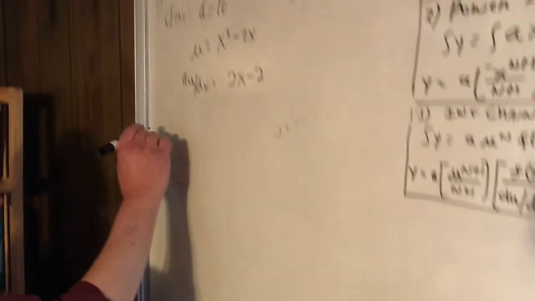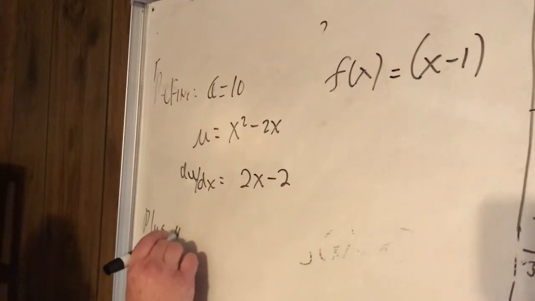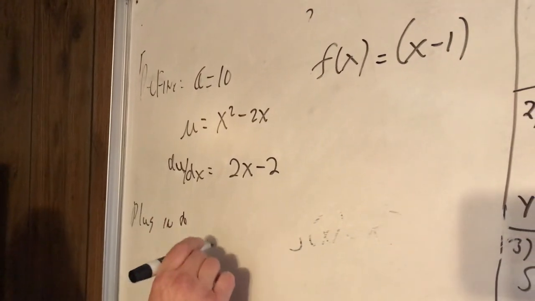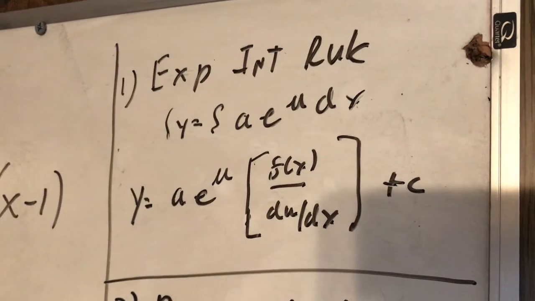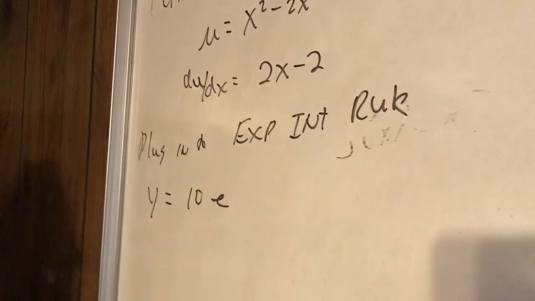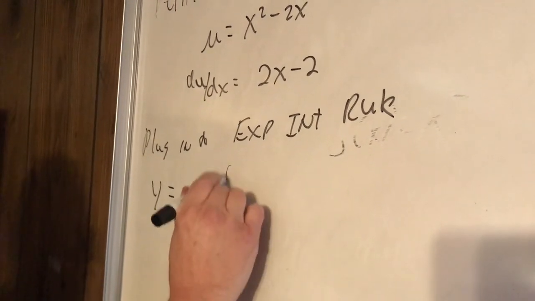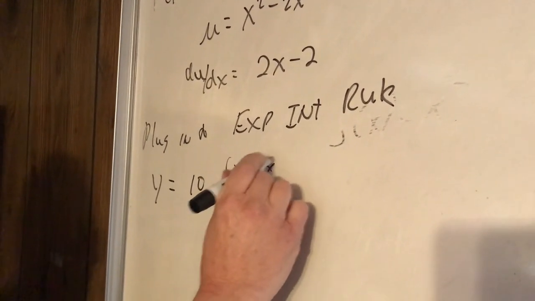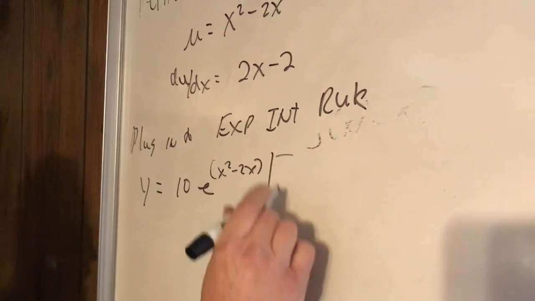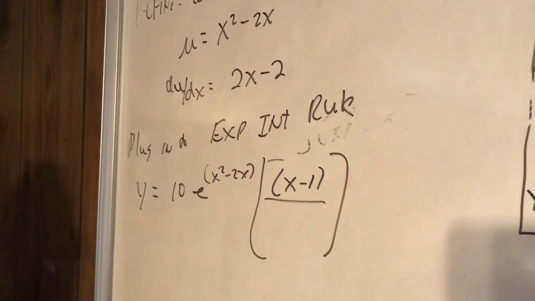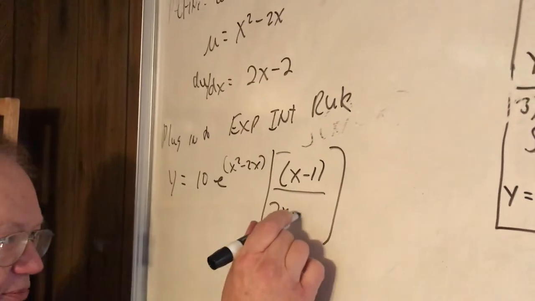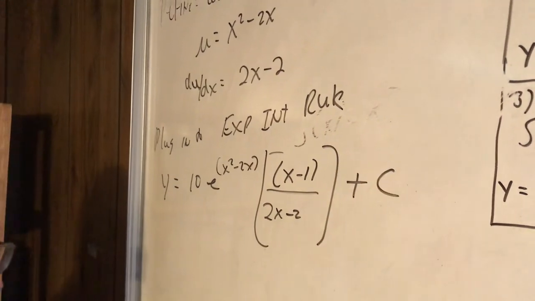So now I'm just going to plug into the exponential integration rule. And here we go. So y is going to be equal to a, which is 10, e to the u, which is x squared minus 2x, f of x, x minus 1, divided by du dx, 2x minus 2, and add the c. All right, we're at time.